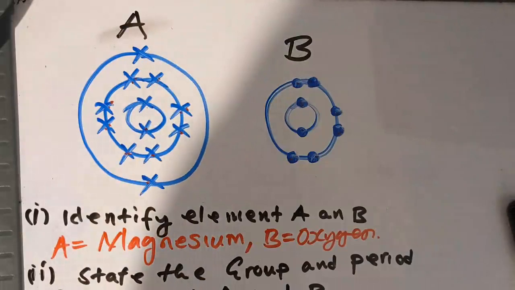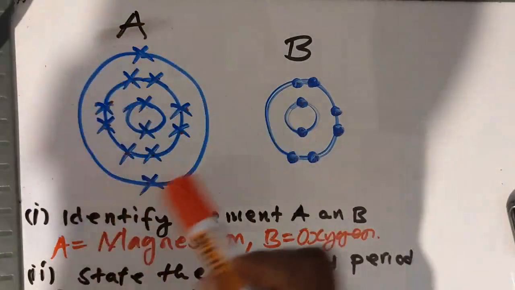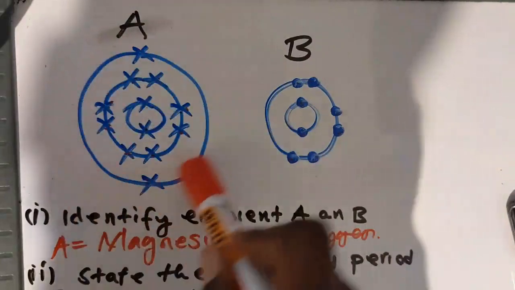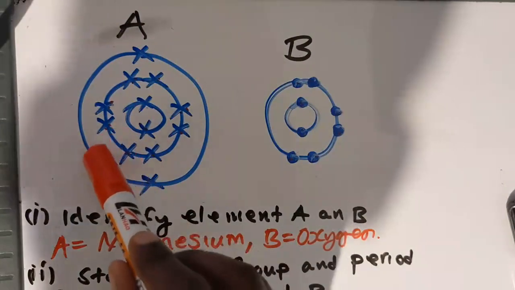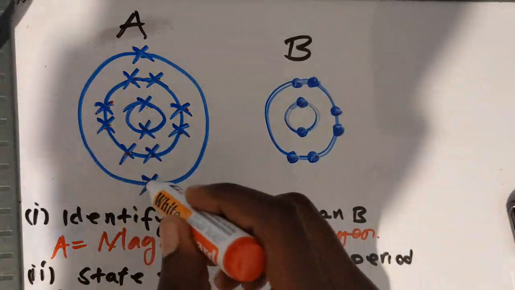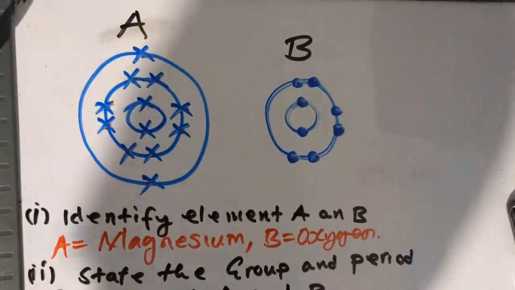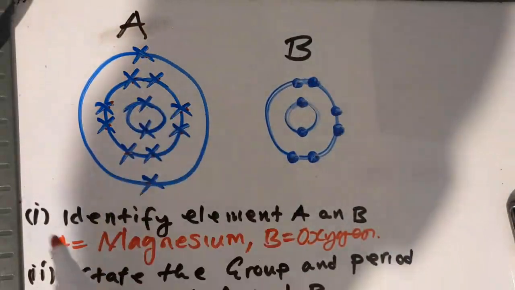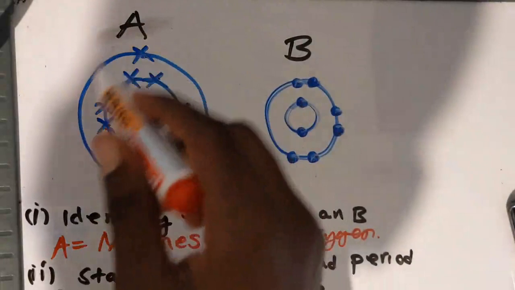Very simple. So the number of what? The number of electrons in the outermost shell, or the last shell. So this one has the first shell, shell 2, and the last shell. These are the number of electrons in the last shell. So we have 1, 2, meaning that this element A is in group 2.